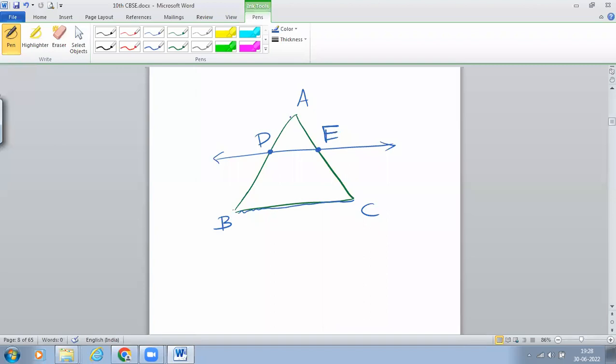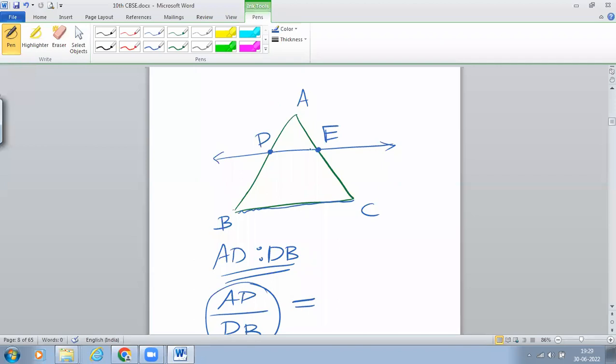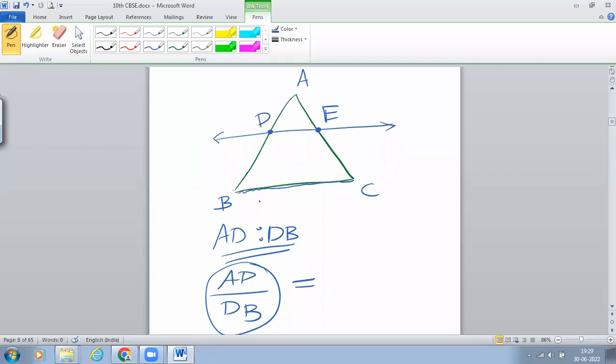The theorem says the other two sides are divided in the same ratio. Same ratio means this AD by DB is one ratio. AD is to DB can be expressed in the form of division, that is AD by DB. This ratio is equal to, and this line is dividing AC into two segments, AE and EC, which is equal to AE by EC.